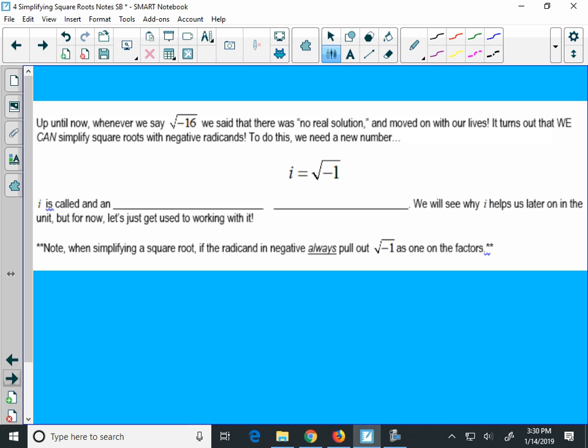We need a new number to do this, and that number is the square root of negative 1, which is called i. I know i is a letter, but here it is also a number. i is called an imaginary number.